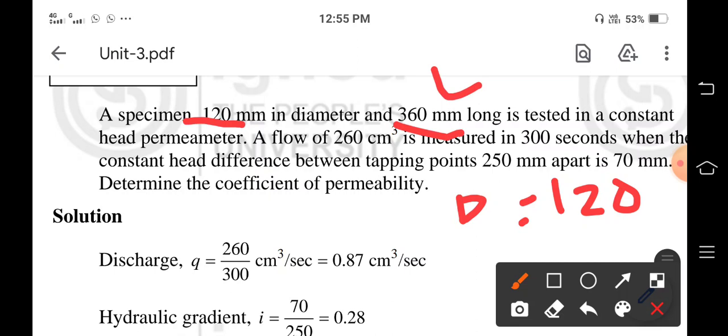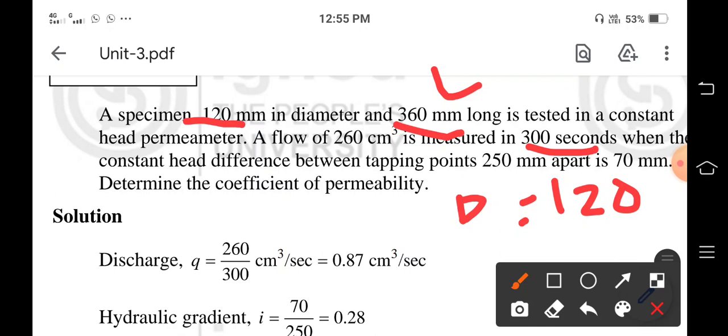Okay, and the flow of 260 centimeter cube that is given, that is discharge. So what is the unit of discharge? Centimeter cube per second. So this 260 centimeter cube is given, that is Q is 260, per second, the time is 300, that is 260 upon 300, because the unit of discharge is centimeter cube per second. So that is 0.87 centimeter cube per second.